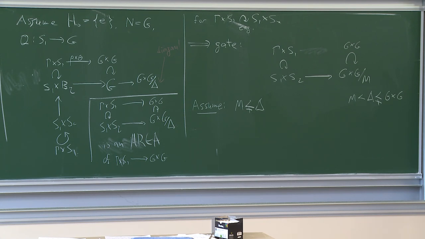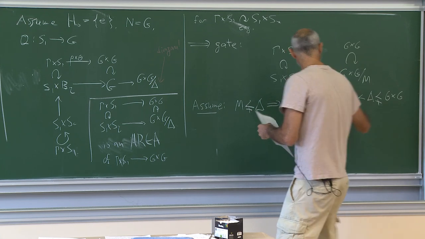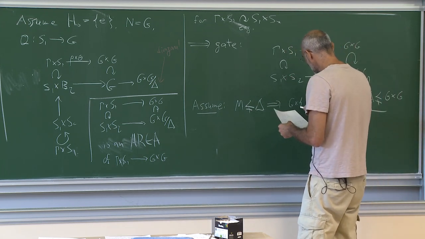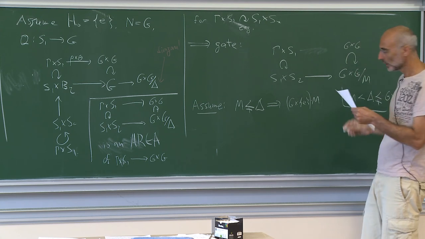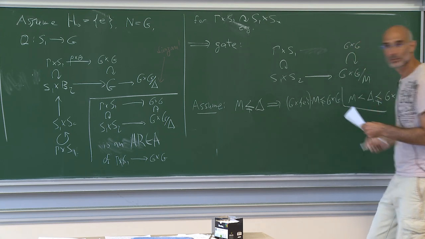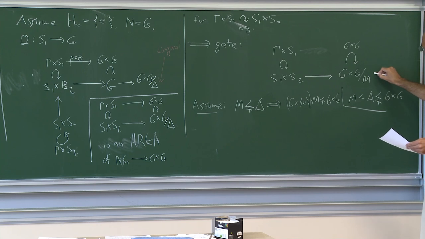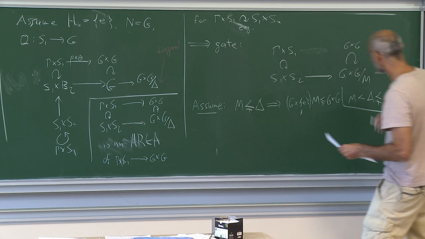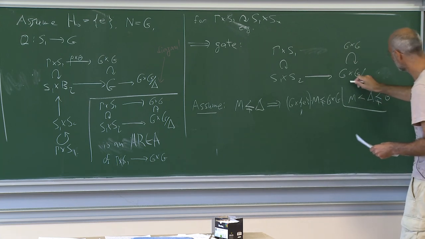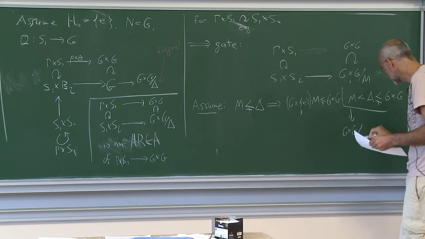If M is smaller, it is not enough to generate. So this implies that if I take the first factor and take the product with M, this is less than G times G. And now I can divide by it. So maybe I'll give it a name. Okay, so now I'll take from here to G times G, modulo this beast.